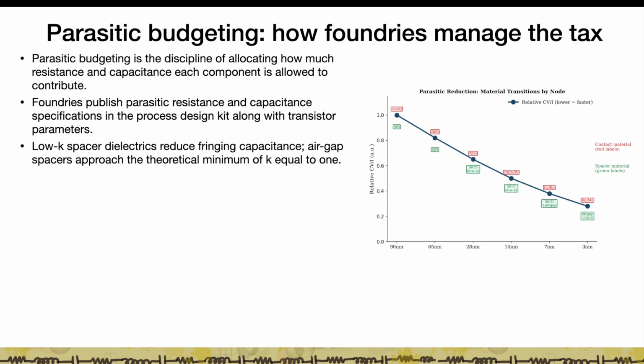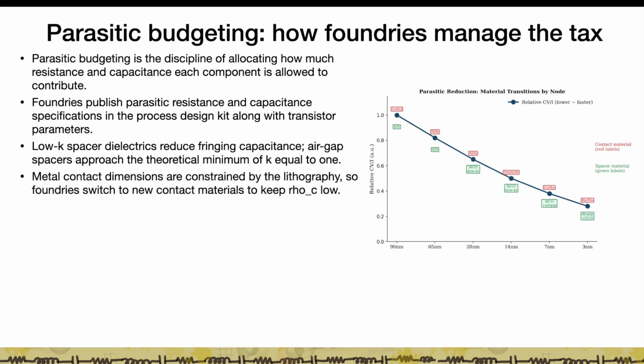CV over I has improved substantially from 65 to 3 nanometers. But decomposing that improvement, separating out how much came from a better intrinsic transistor versus better parasitic control, reveals that parasitic reduction accounts for a growing fraction of the gain at each advanced node.